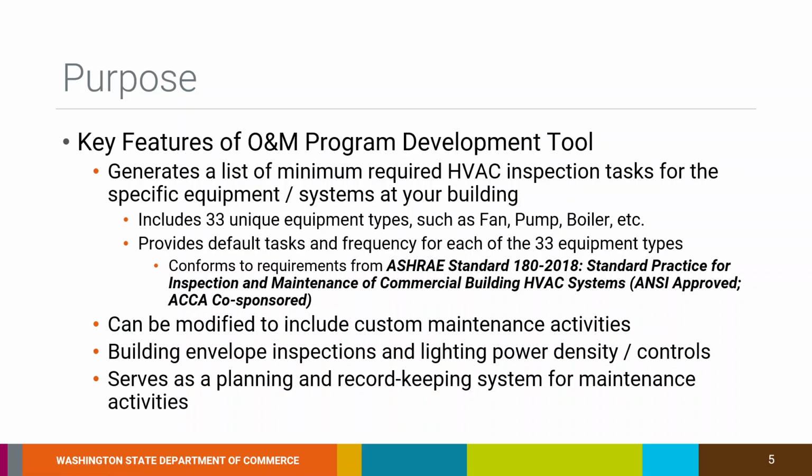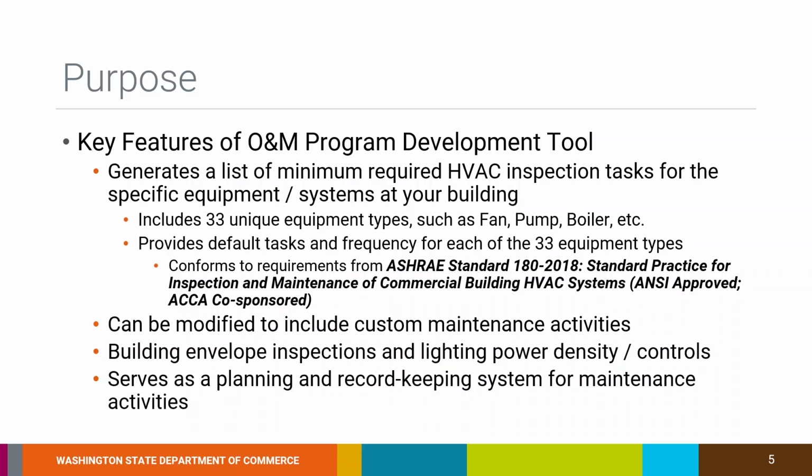The O&M Program Development Tool has several unique features and capabilities. And remember that ultimately this is just a spreadsheet. When you use the spreadsheet, you will be asked to enter your equipment information for your building. You will select an appropriate category from a list of 33 different equipment types, and from there the O&M Program Development Tool will provide you with a list of maintenance activities that applies to that piece of equipment.